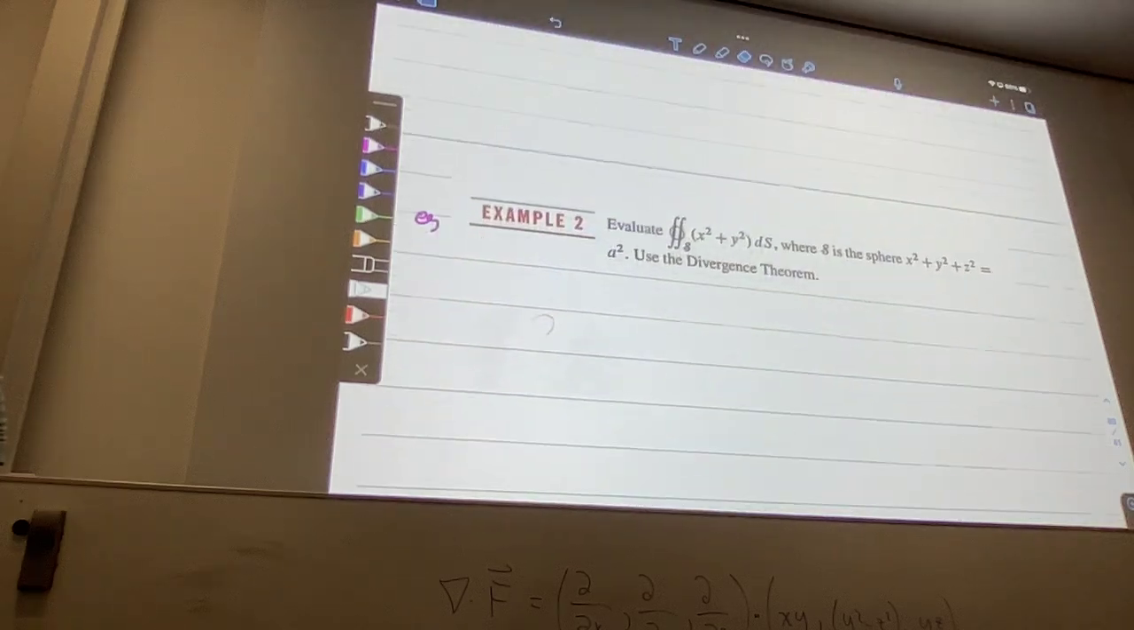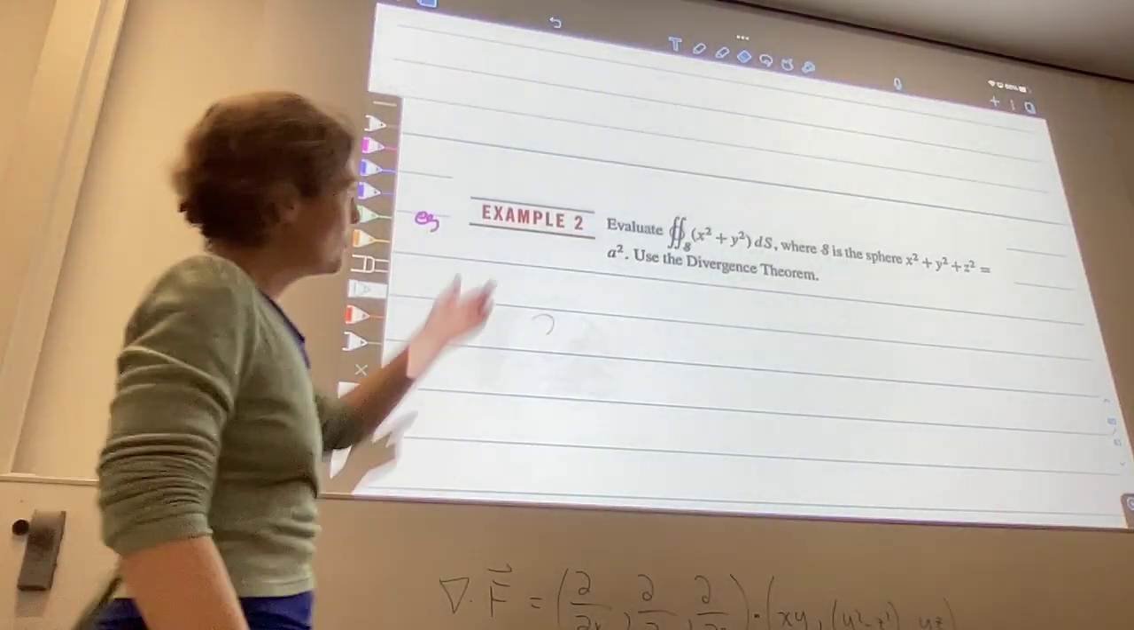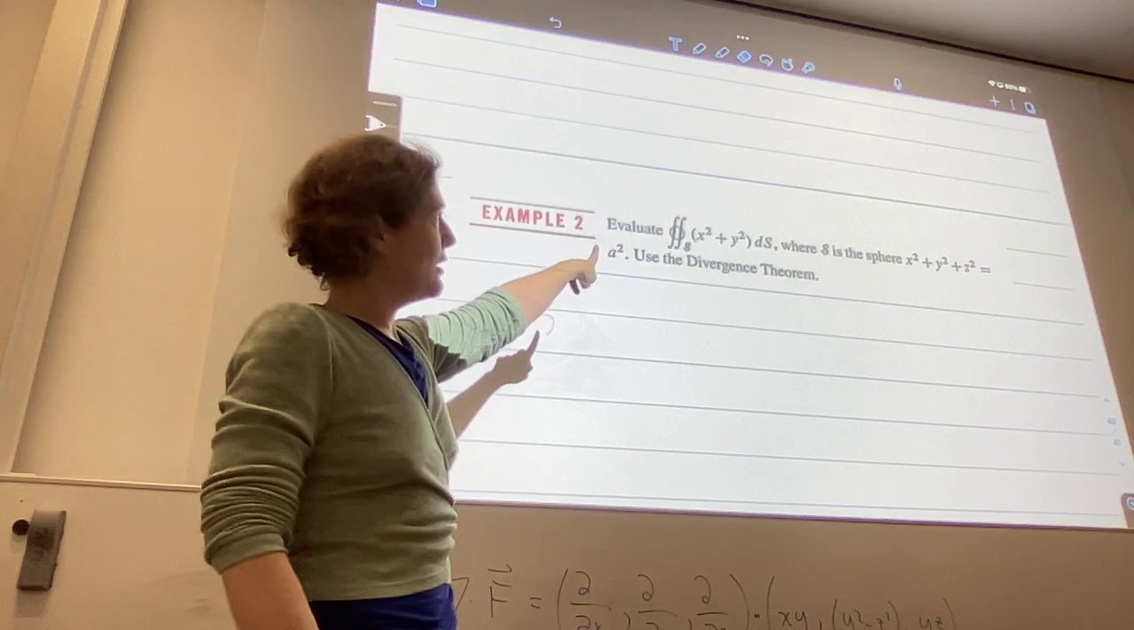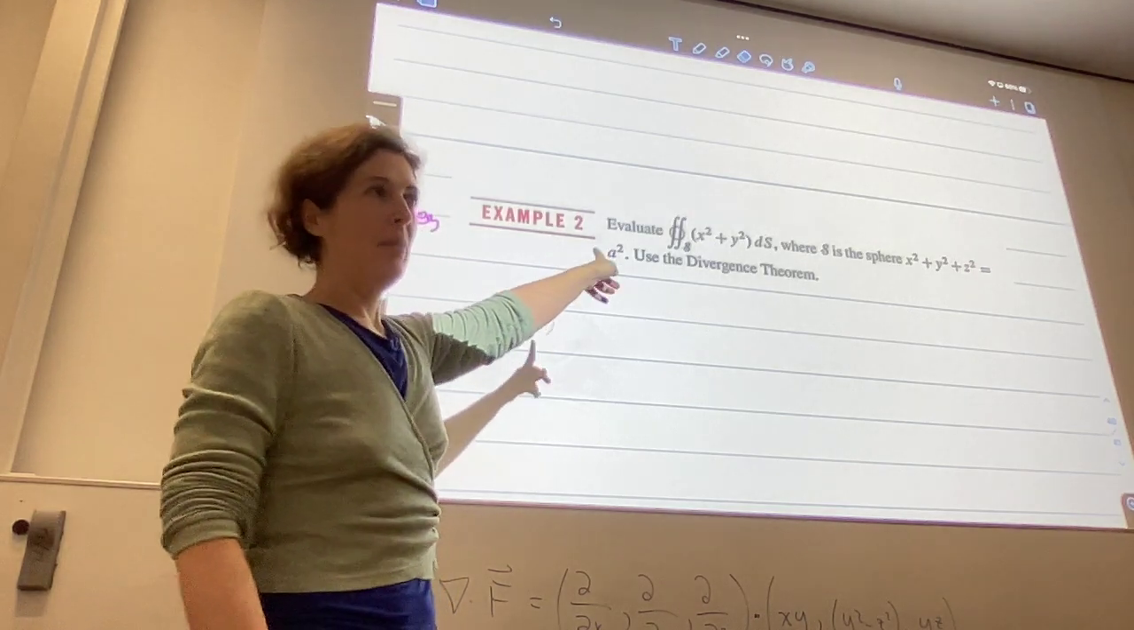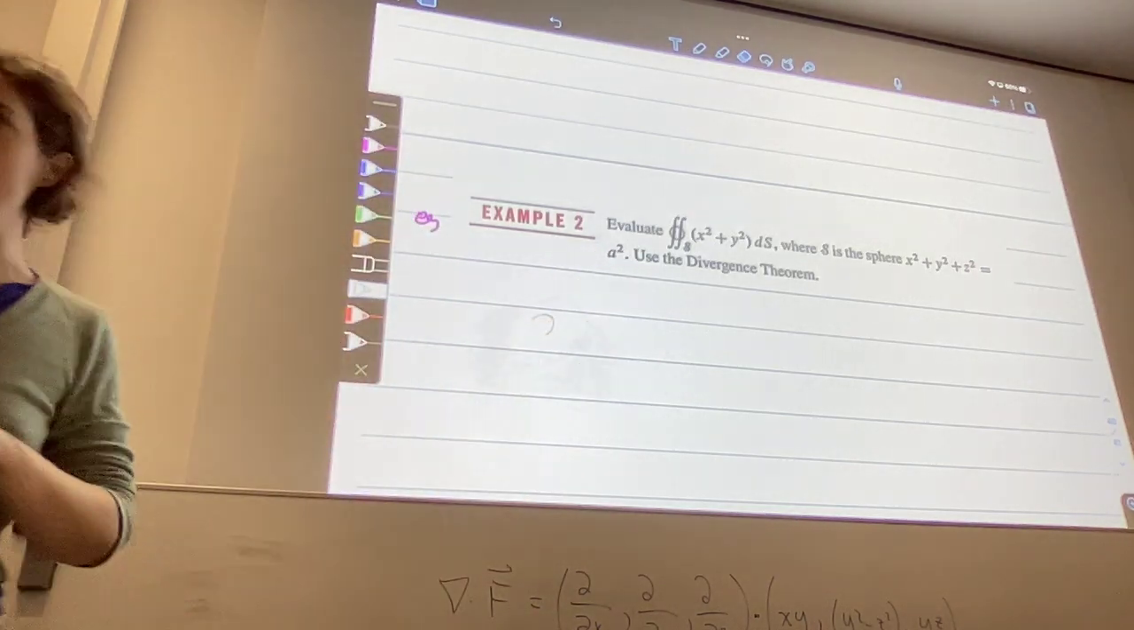And so the net result of that is that surface integrals like this, which are a bit hairy, become much nicer when you can convert them.